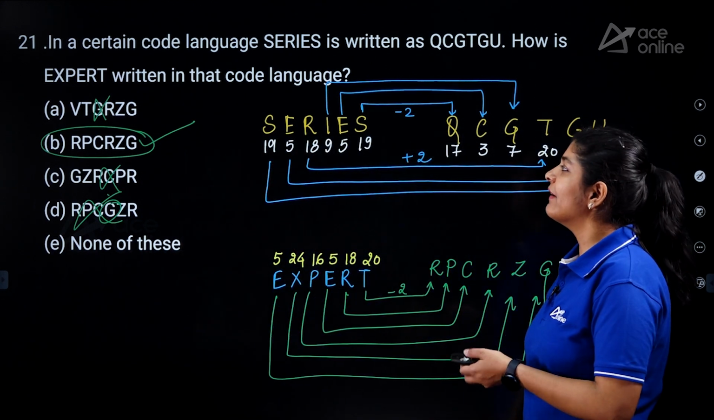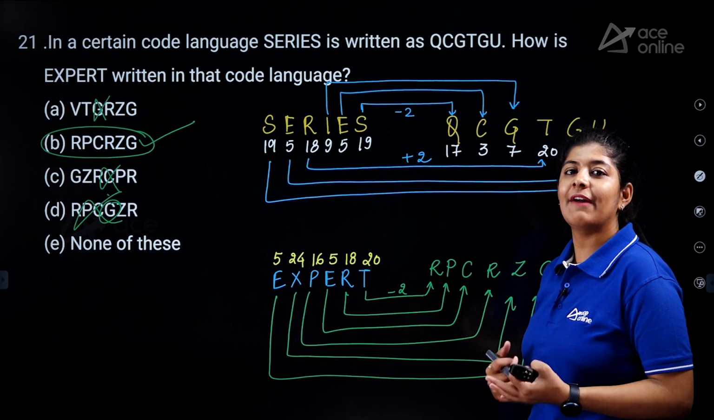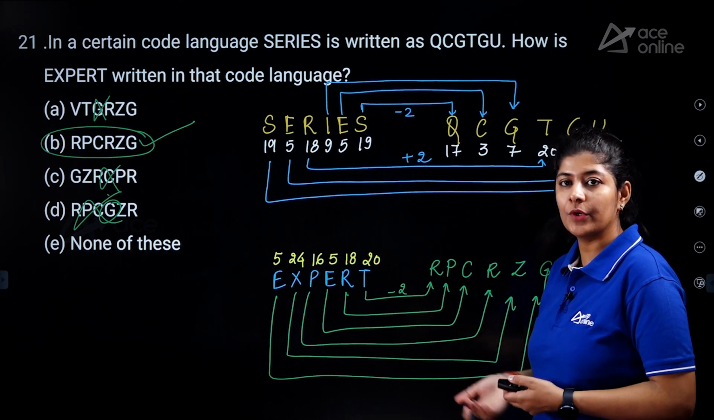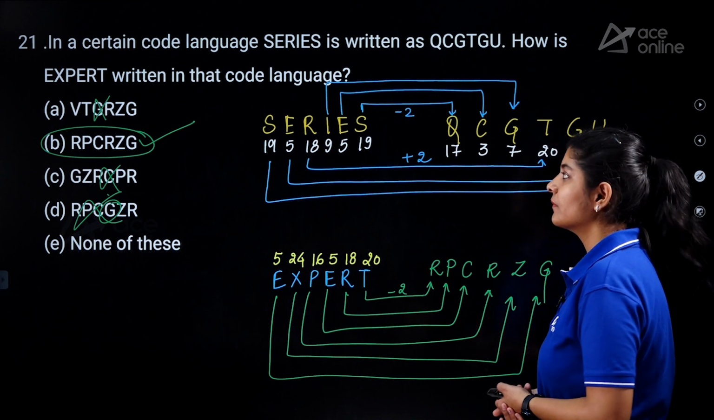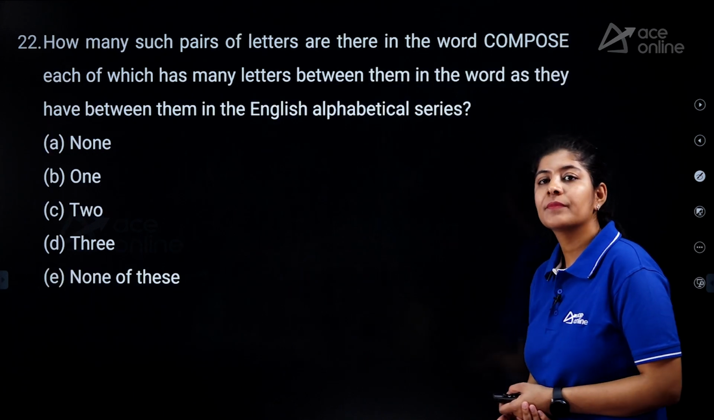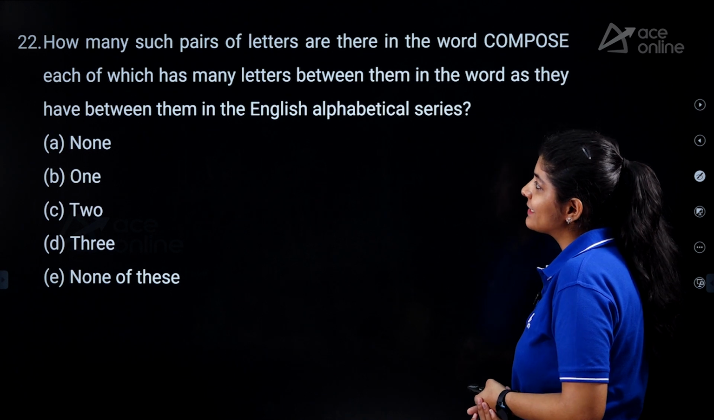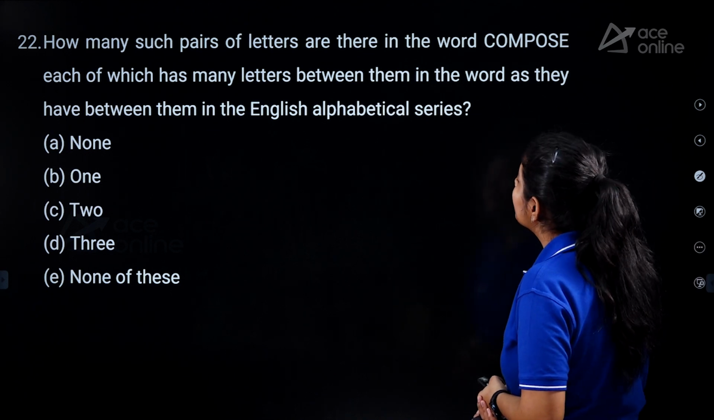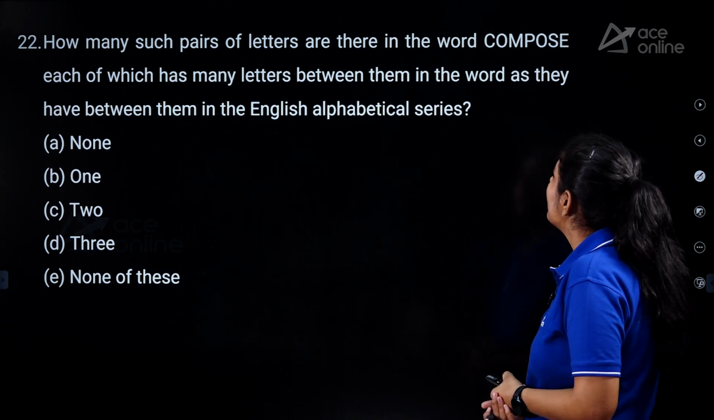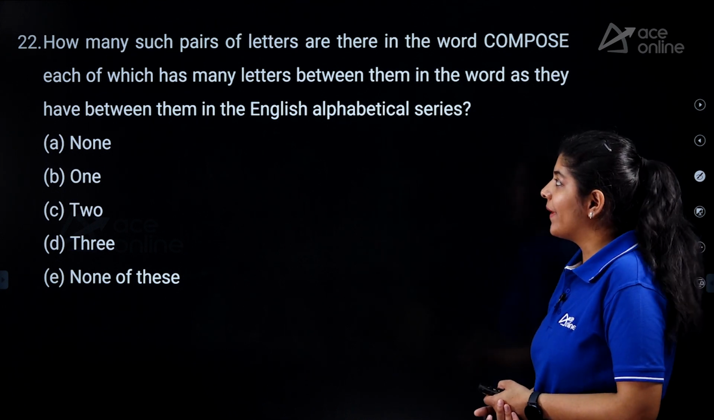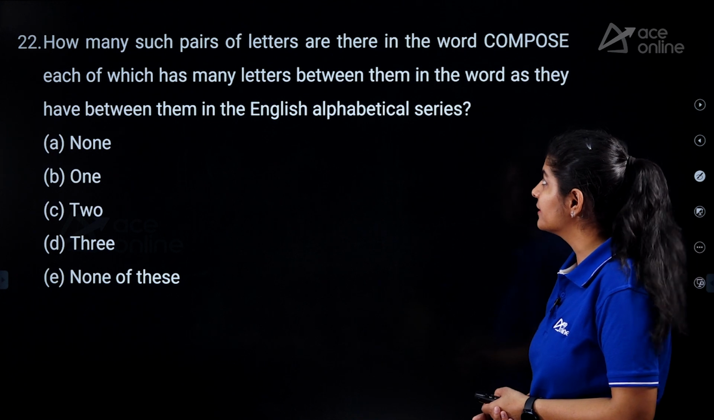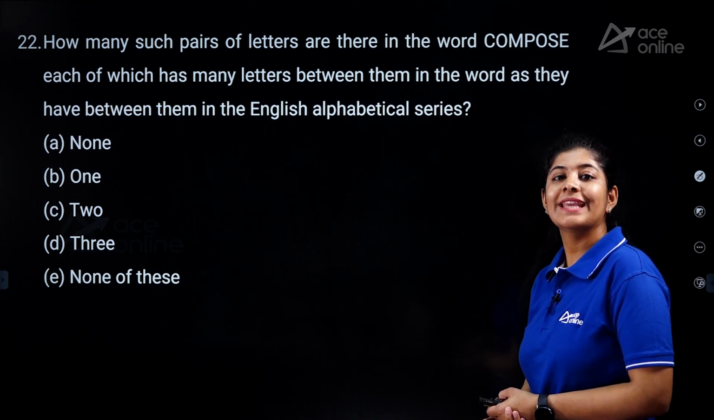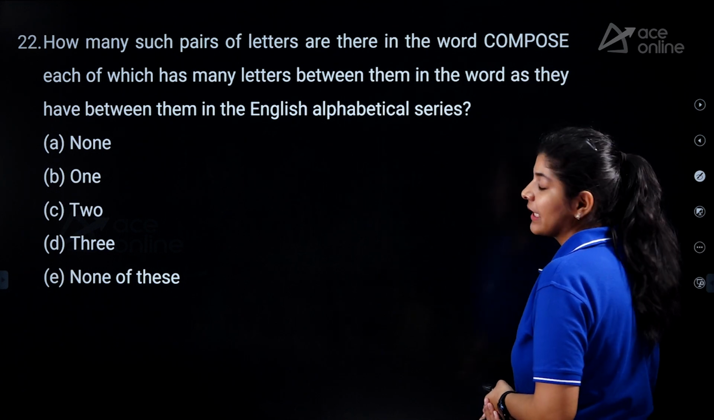So whenever we are having these type of questions, we just simply have to analyze the pattern and we have to paste the same pattern with the given word. Is it clear? Okay. Next. So the next question says that how many such pairs are there in the word compose, each of which has as many letters between them in the word as they have between them in the English alphabetical order.